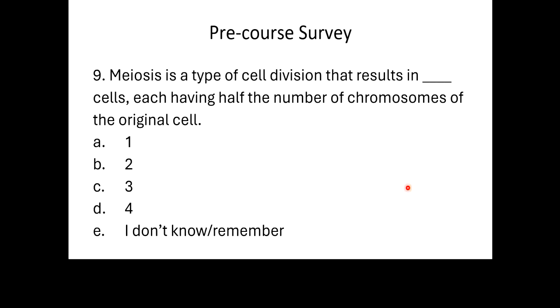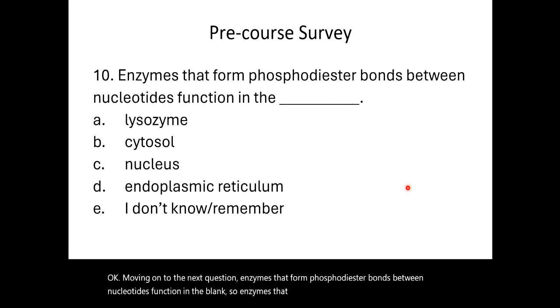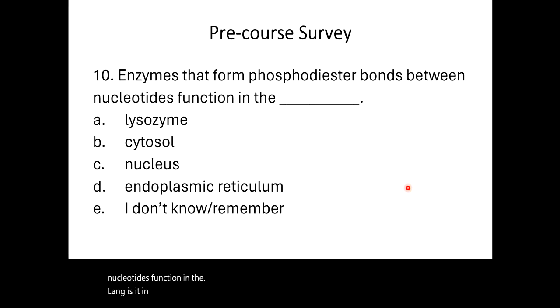Okay, moving on to the next question. Enzymes that form phosphodiester bonds between nucleotides function in the blank. Is it in the lysosome, cytosol, nucleus, or the endoplasmic reticulum? Where would you find these enzymes?